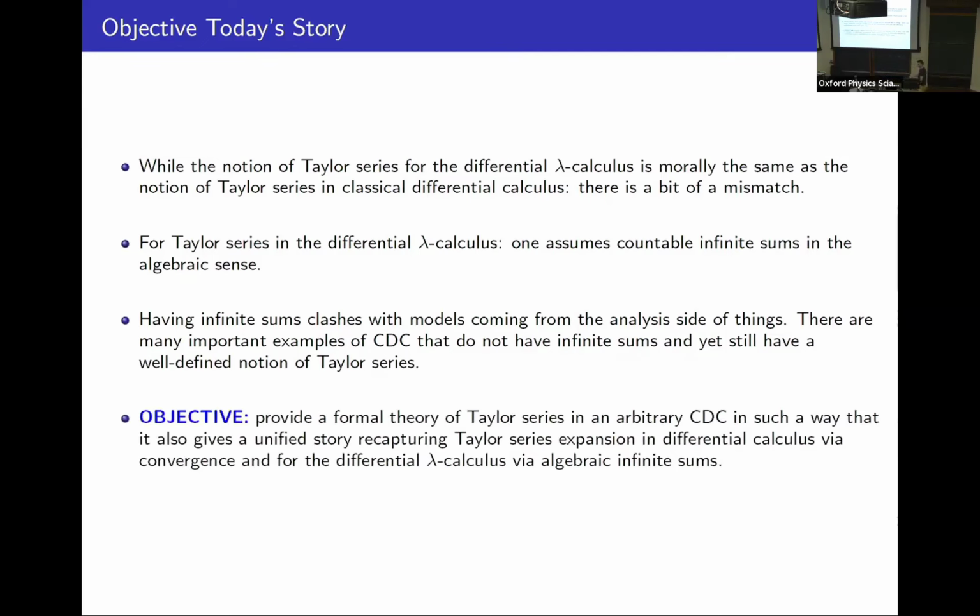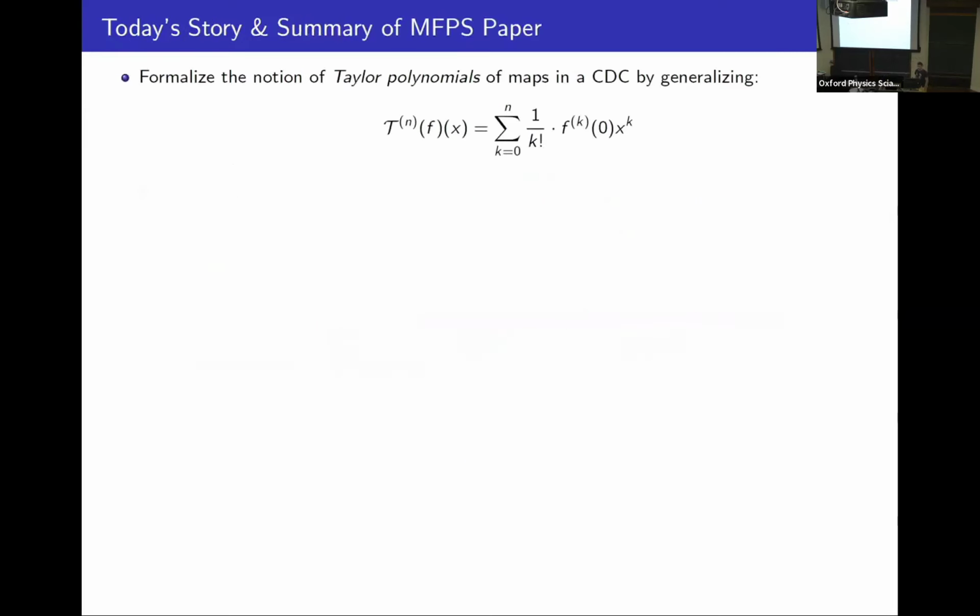So the objective of my MFPS paper was to provide a formal theory of Taylor series in an arbitrary Cartesian differential category in such a way that it unifies both of these approaches to Taylor series expansion. To do so, the first thing we're going to go through together is how to formalize the notion of Taylor polynomials in a Cartesian differential category. So I have to generalize this formula, which now doesn't go to infinity, but only goes up to n. So it's a polynomial this time and not a power series. And I have to generalize this formula in a Cartesian differential category.